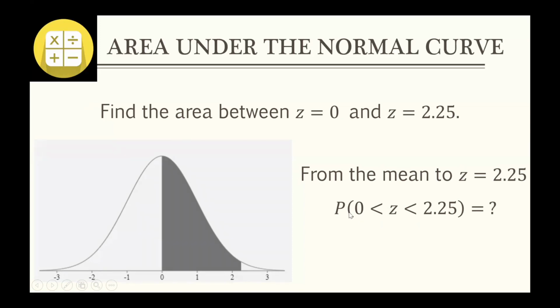In writing this, all you have to do is to always write, at the start, letter P, open parenthesis, the first value of z, which is 0, and then the symbol less than, z less than the second value of z, which is 2.25, and then close parenthesis.